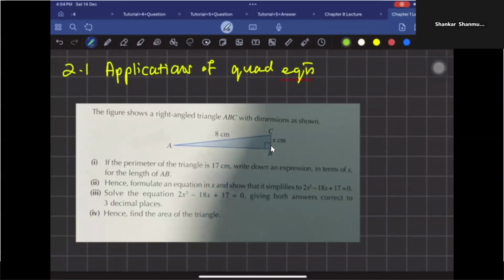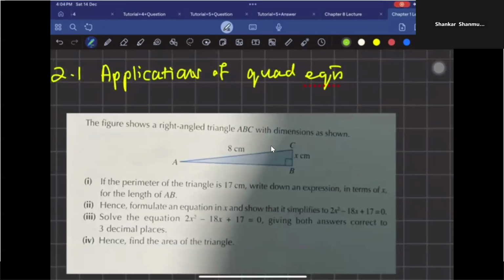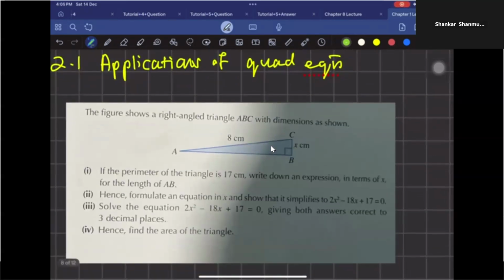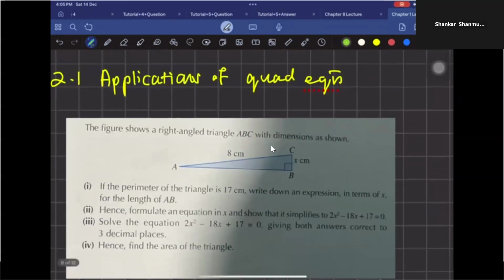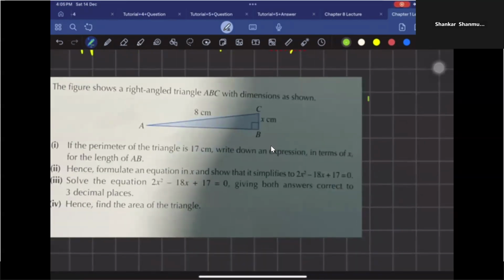Now let's look at some application questions. These are the types of questions that you will see for your exams in future. So you're given a right angle triangle and they say that if the perimeter is 17 cm, write down the expression for x in terms of AB. So your first part, perimeter.